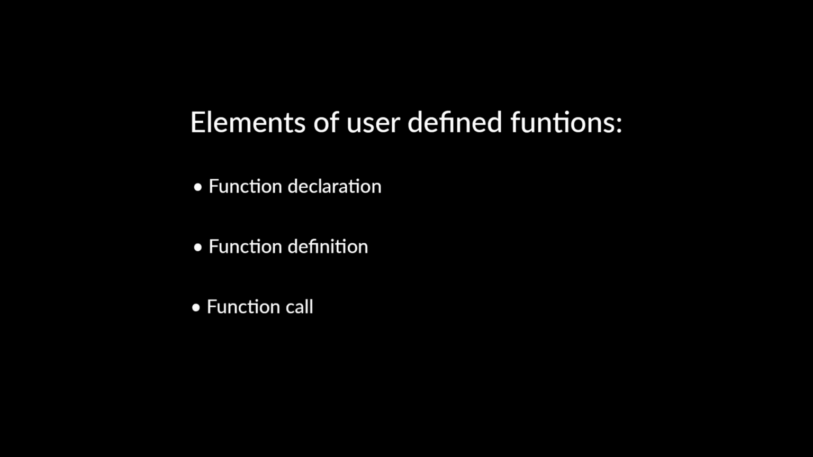The first element of user-defined functions is the function declaration. The second element is the function definition. And the third element is the function call. Let us look at them one by one. The first one is function declaration, or it is also known as function prototype. It means that the function actually needs to be declared before calling that function. Without the function declaration, we cannot call the function.